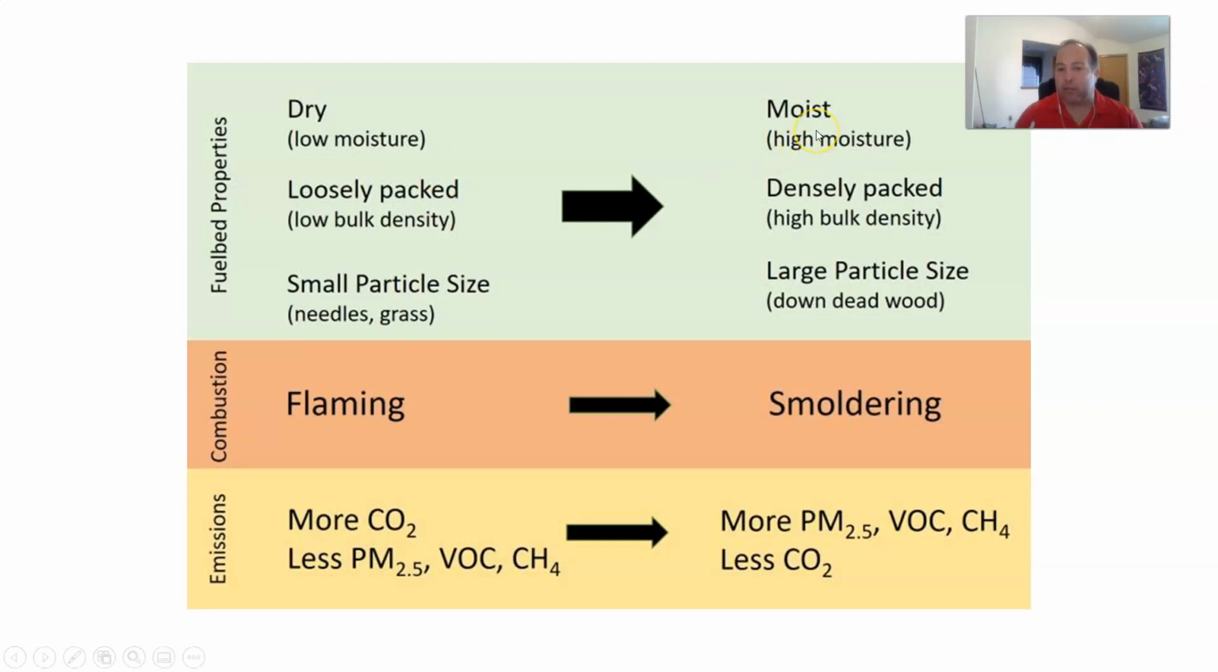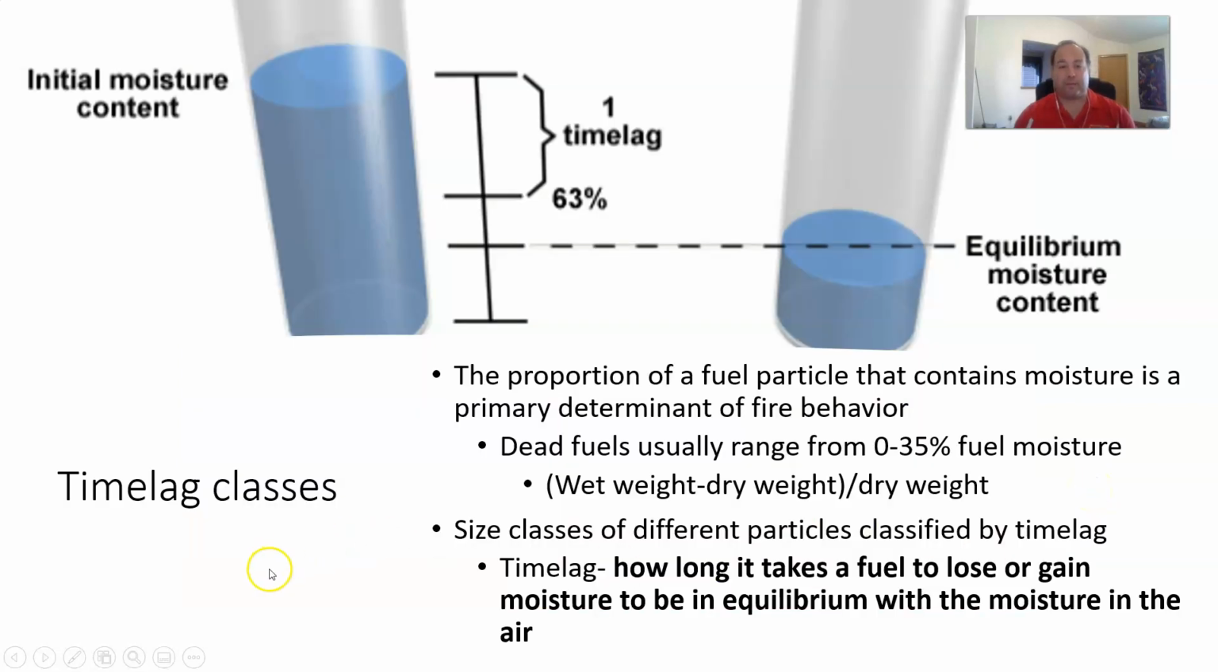Whereas if things are moist, so there's a little bit of moisture in there, or there's a lot of moisture in there, or if it's densely packed, you need much more heat to get something to burn, so it can't move as fast. And if you've got large size particles, you're more likely to see smoldering than flaming combustion, because it can't move that fast. It's spending a lot of energy in that preheating phase and in that gaseous phase to be able to get stuff ready to catch fire. And that takes us to the idea of time lag classes.